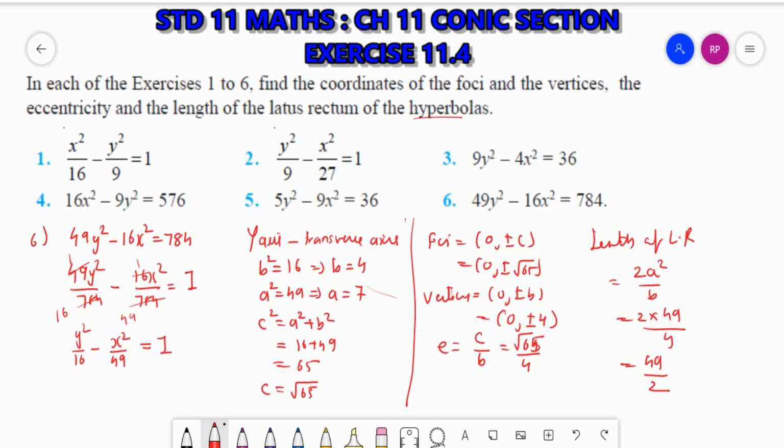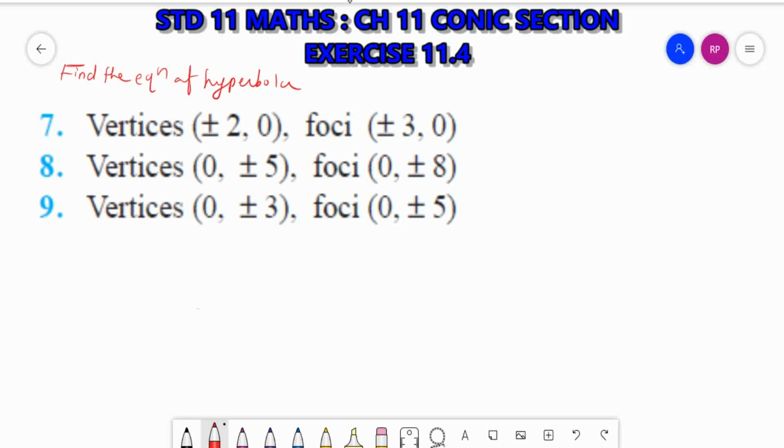Clear? So this was about question number 6. So just note it down. Now based on this, you have to solve question 2, 3, 4 and 5 by yourself. Question number 7, 8 and 9. All three are similar, so I will solve one for you and the other two you have to solve by yourself. Question number 7.